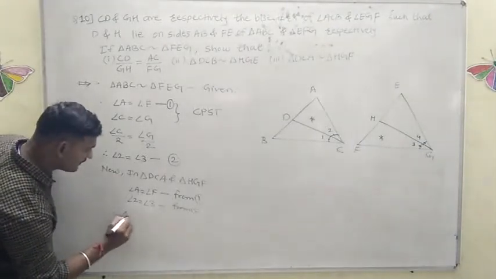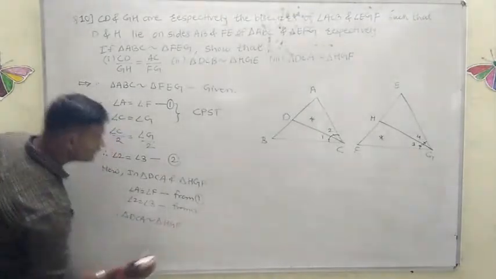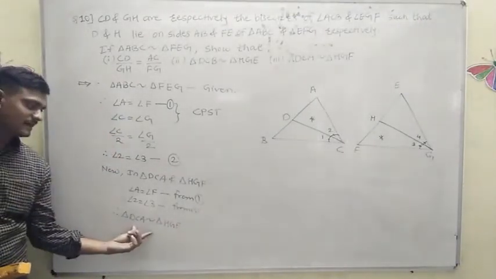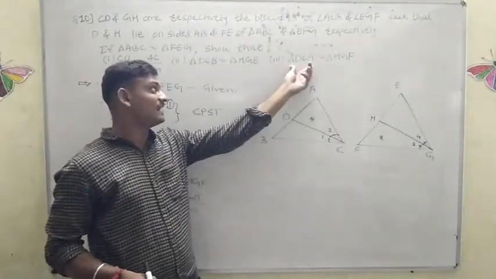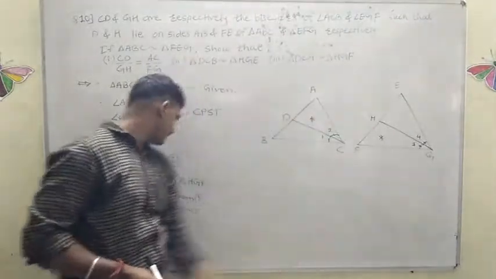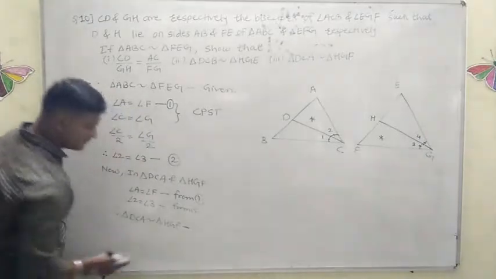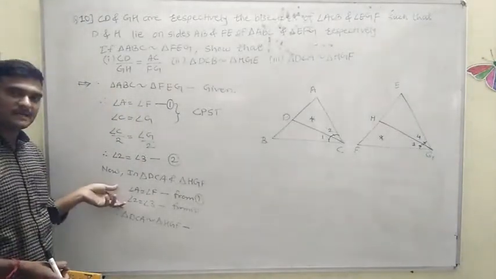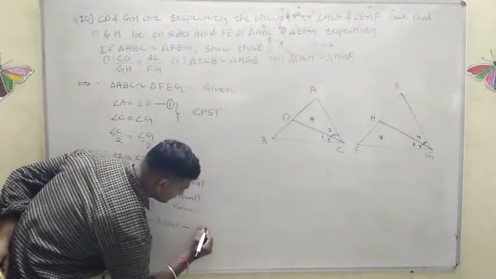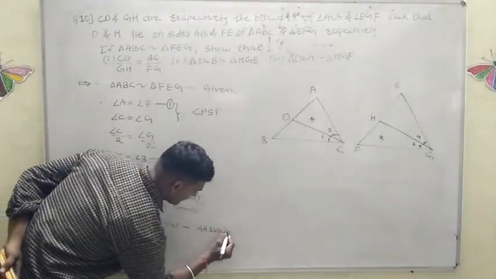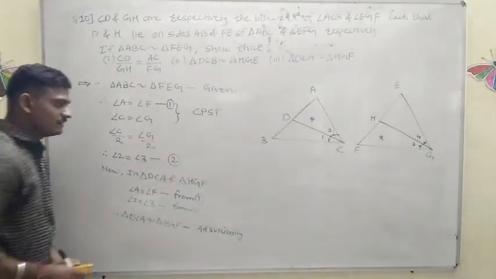Therefore, can I say that triangle DCA is similar to triangle HGF? Can I say that these two triangles are similar? Yes. In the third proof, this much only we want: triangle DCA is similar to triangle HGF. By which rule can you say this? Because two angles are equal here, by AA similarity criteria. By AA similarity, these two triangles are similar.